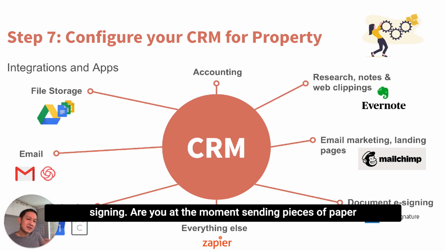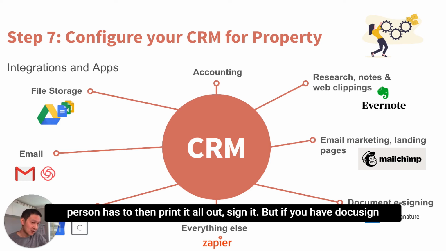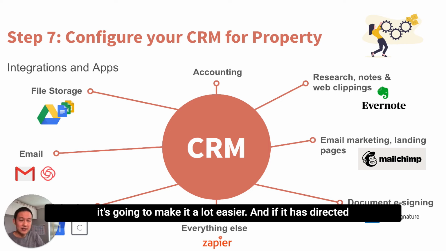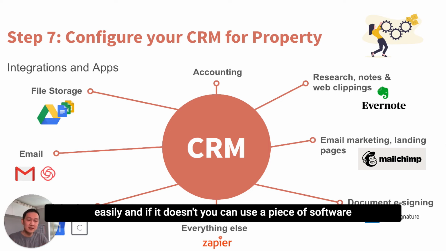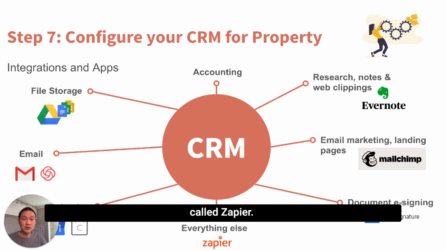And of course, things like document signing. Are you at the moment sending pieces of paper out, or sending an email that the person then has to print out and sign? If you have DocuSign, it's going to make it a lot easier. And if it has direct integration, that's great. It means that the software can connect with your CRM really easily. And if it doesn't, you can use a piece of software called Zapier.